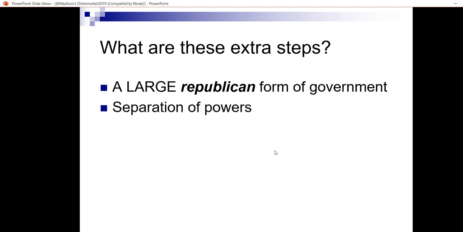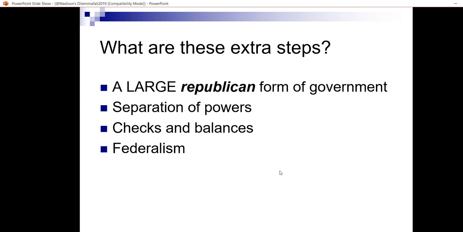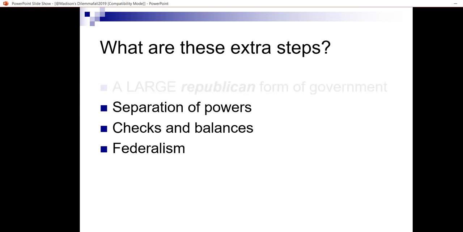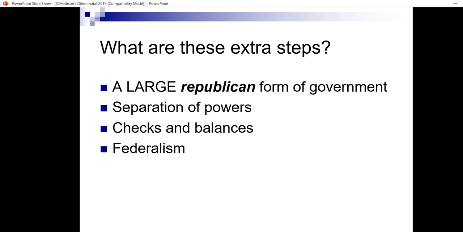The second is separation of powers, which I'm going to talk about in a minute. I just want to lay them out here for you. The third is checks and balances. And the fourth is what we call federalism. Each of these is discussed in your textbook as well in chapter two. So there's more than one place to get this information in addition to this video. Okay, so a large Republican form of government.